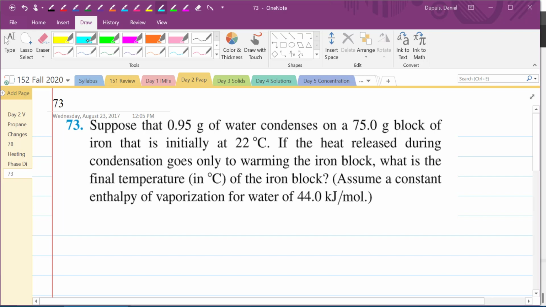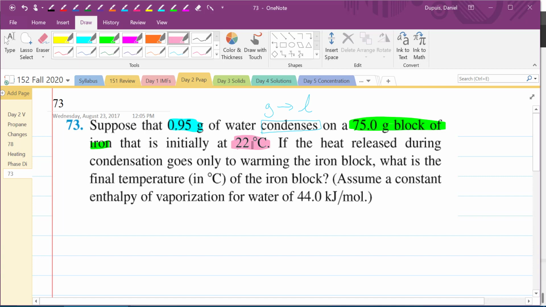Number 73. We have 0.95 grams of water, and we have a 75 gram block of iron. This water is condensing, so that means it's going from a gas to a liquid. Gas to liquid, right? And that iron is initially at 22 degrees Celsius.